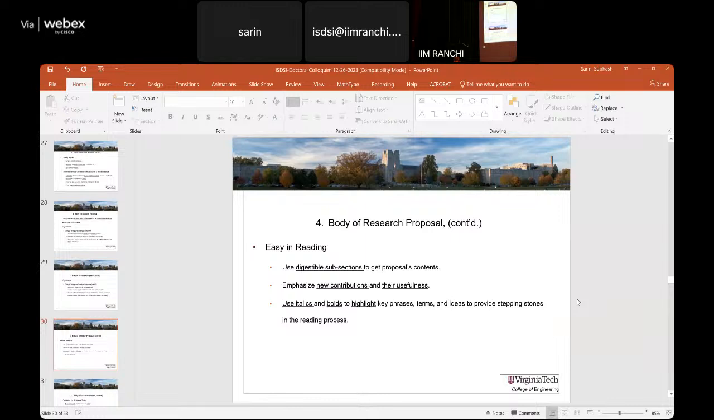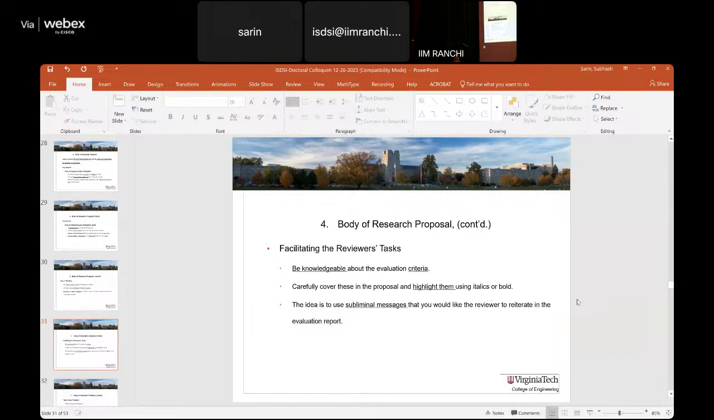And sometimes you can highlight, not that you're highlighting what you think is important, but so that the reviewer doesn't overlook that fact. So those things are very important.